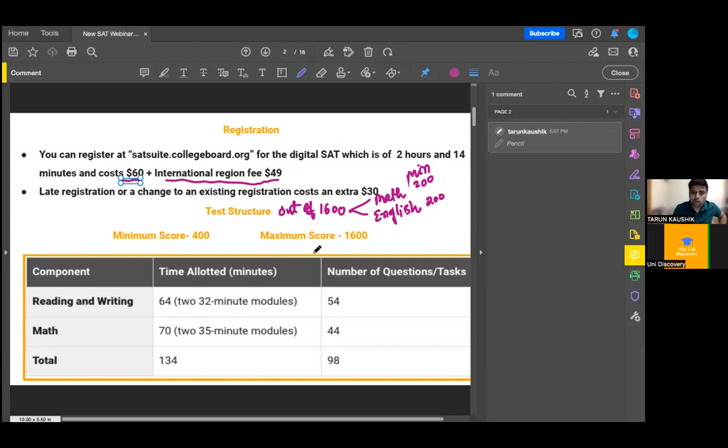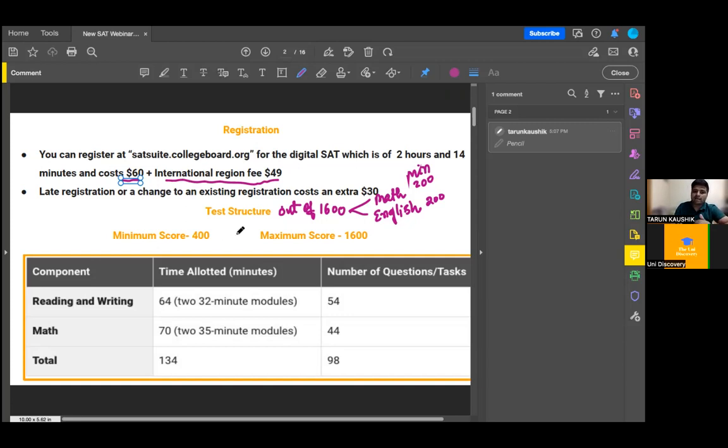Now we'll also talk for a minute about what are the changes in this new SAT with respect to the older one, which was the pen and paper based SAT. So in the older version of SAT, the paper was more of a linear sort of a thing where the number of questions are fixed and the level of difficulty was linear for each and every student. While in this digital mode of SAT, the paper is adaptive in nature.